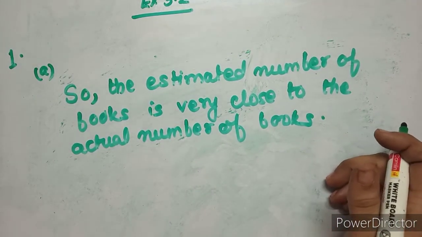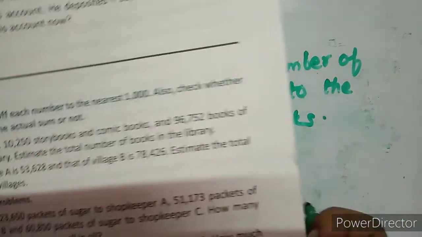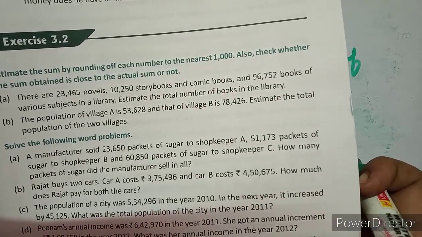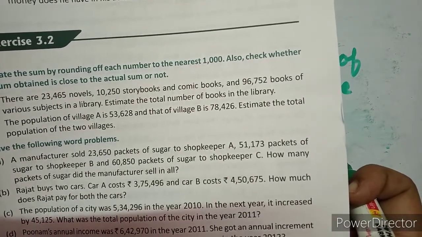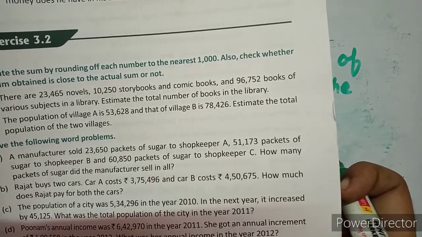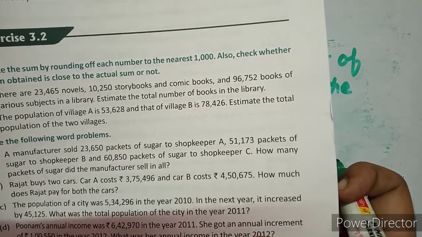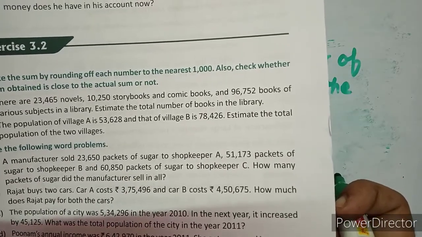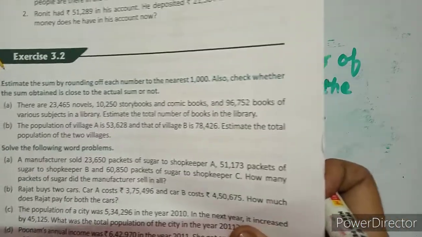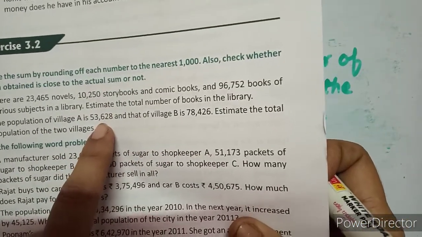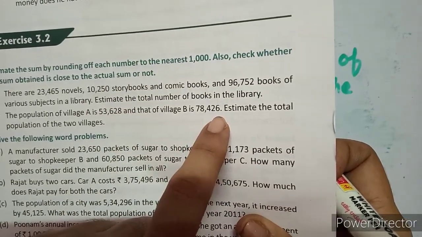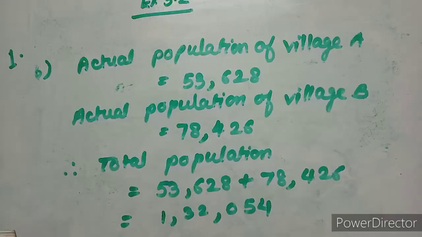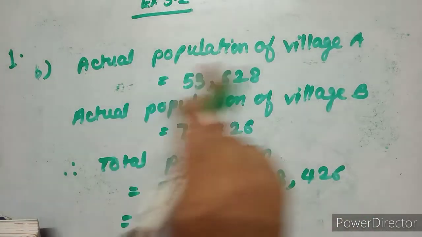So this is how you need to do your first question, and you have the second question as the population of village A is 53,628 and that of village B is 78,426. Estimate the total population of the two villages. Okay. So again you have to go for actual calculation. आपको actual calculation करना है, ये दोनों को addition करना है, और फिर आपको estimated calculation भी करना है. So see, I have done the calculation for you.